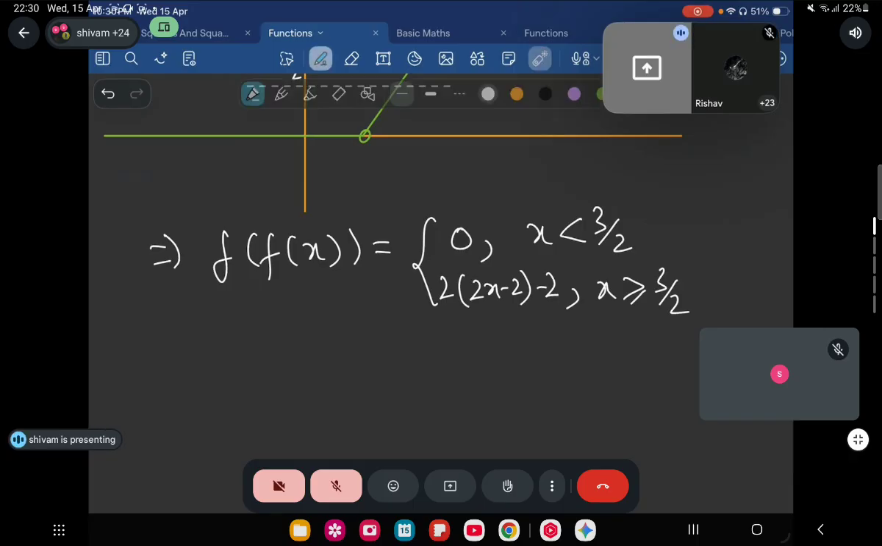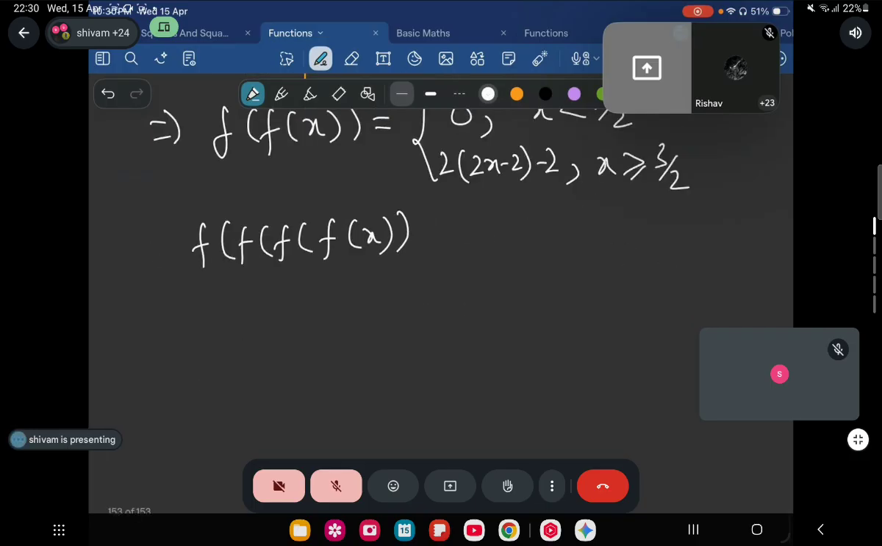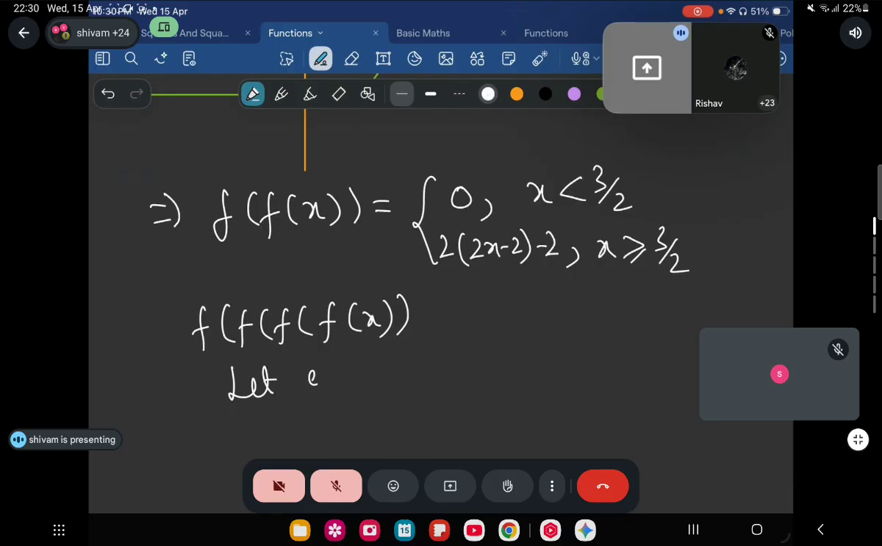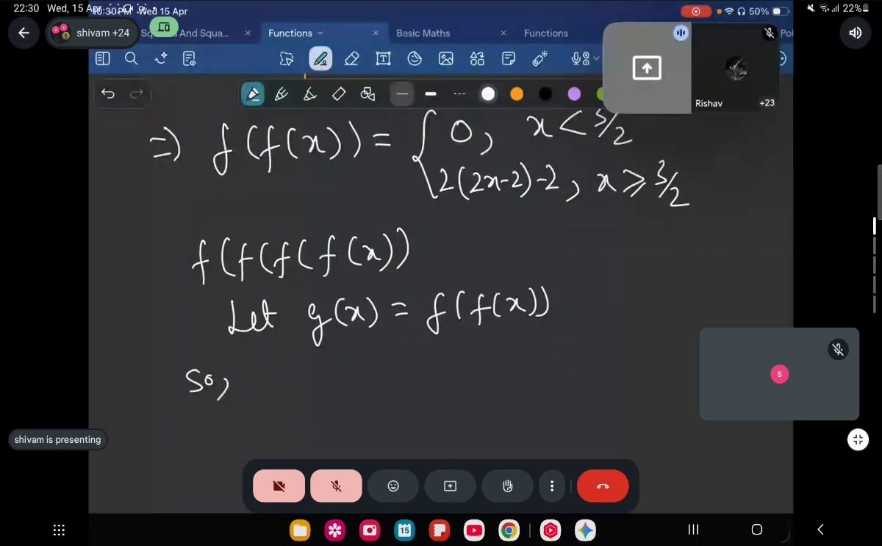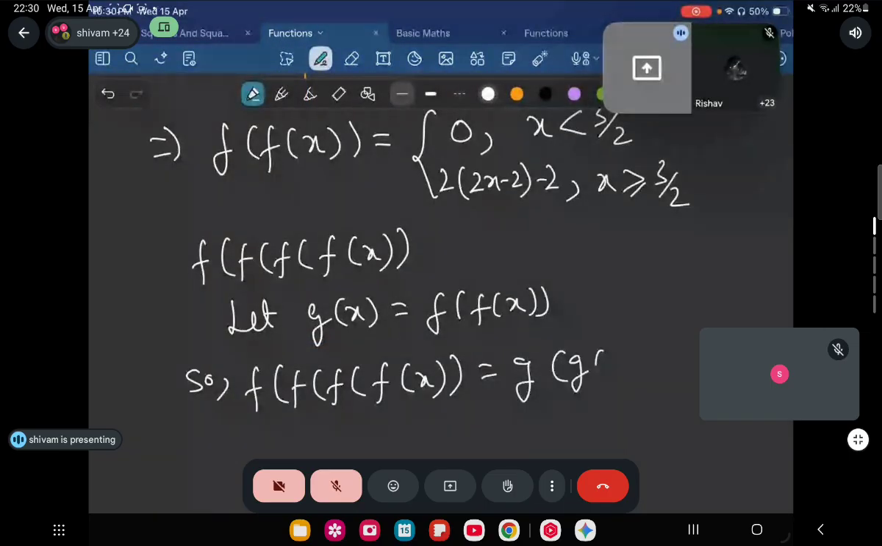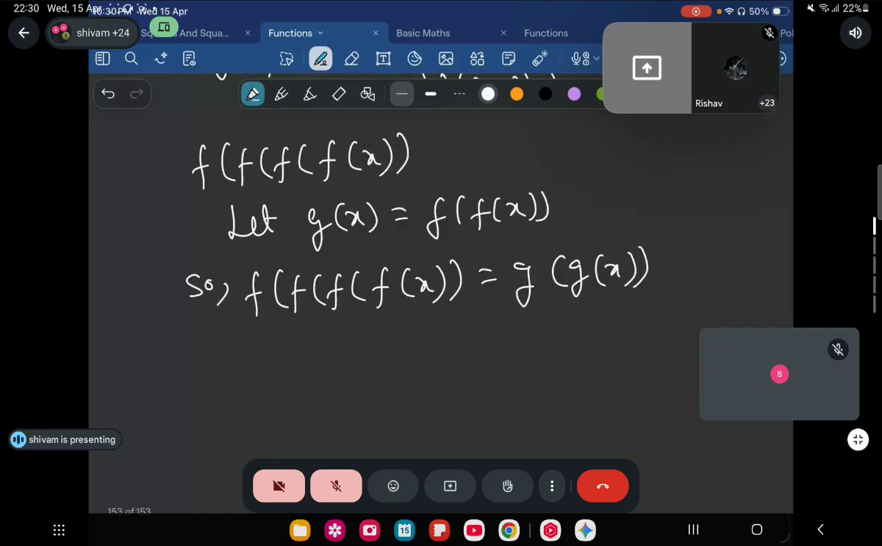Okay. Now what do we need to find out? We need to find out f of x. So over here, let g of x be equal to f of x, okay, Rishabh? G of x is equal to f of x. So I say f of x will be equal to g of x. So let us take the composite on g of x. Now I'm going to draw the graph of g of x.